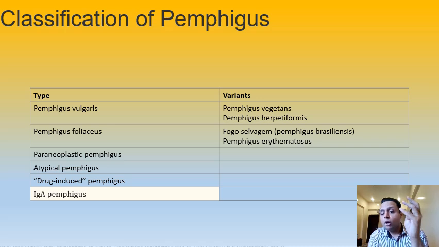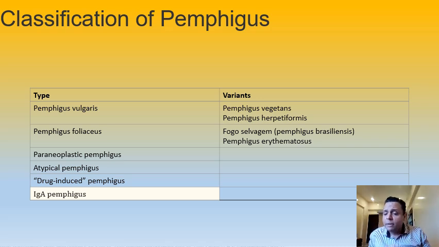Because immunologically, histopathologically, or by DIF findings, they are actually mimicking pemphigus foliaceus, showing its features. So Fogo selvagem and pemphigus erythematosus are variants of pemphigus foliaceus.